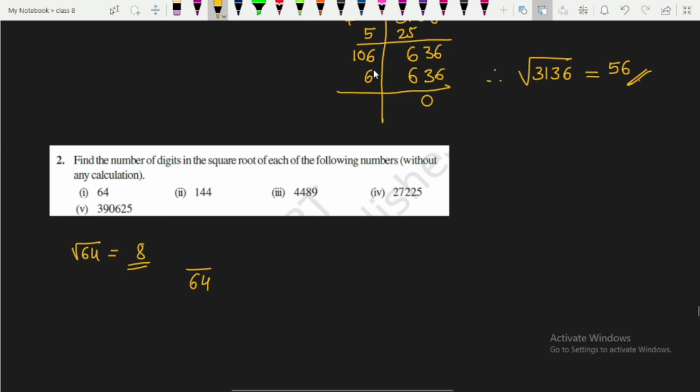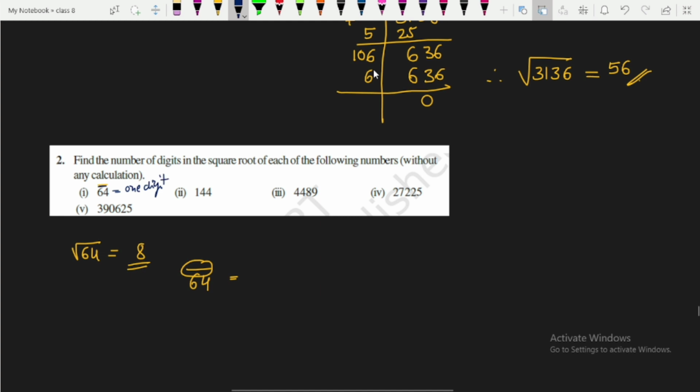the bar, for pairs of two digits, right? In that way, the number of bars coming will indicate the number of digits of the answer. So for 64, if you put the bar here, you can get only one bar. Therefore, it is a one digit answer. Yes, one digit will come.